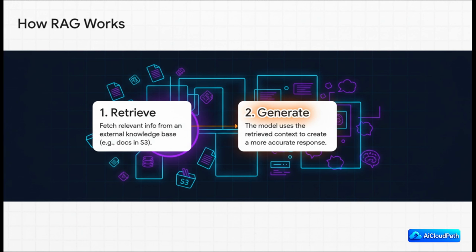First, as you see in step 1, the system retrieves the relevant facts from a knowledge base, maybe from a bunch of documents you have stored in an S3 bucket. Then, for step 2, it generates the answer, but it uses that specific information it just found to craft a response that's accurate and grounded in your data.